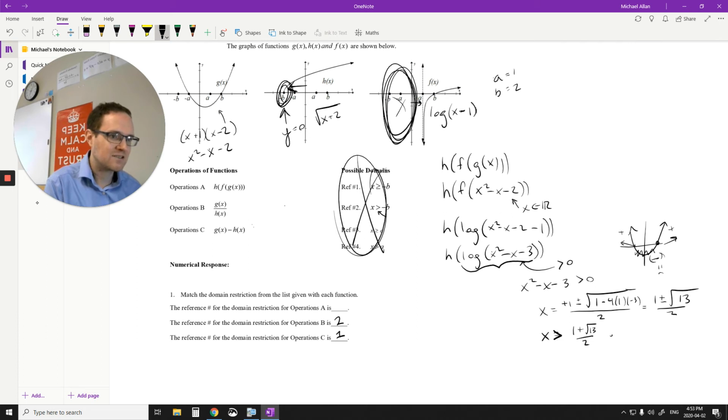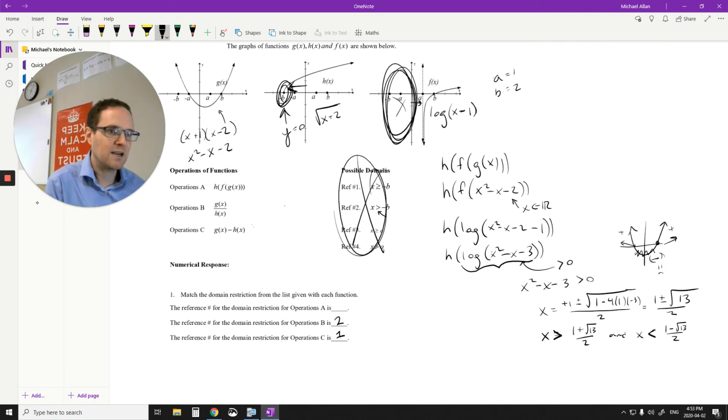And x has to be less than, now it's not equal to, because remember you can't take the log of 0 either because there's an asymptote there. So it has to make sure this is greater than 0. So it has to be less than 1 minus root 13 over 2. So those are actual numbers. You can put them in the calculator and get some decimals there. But none of those numbers match any of this stuff over here.